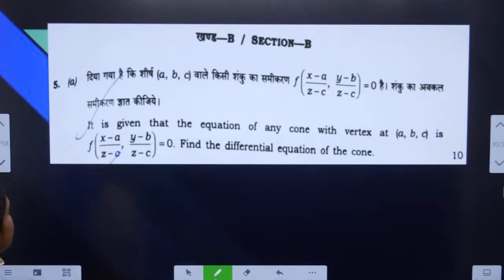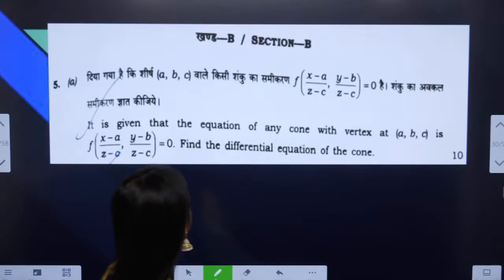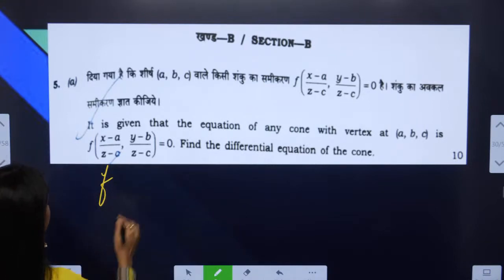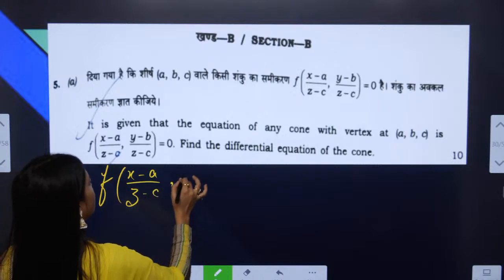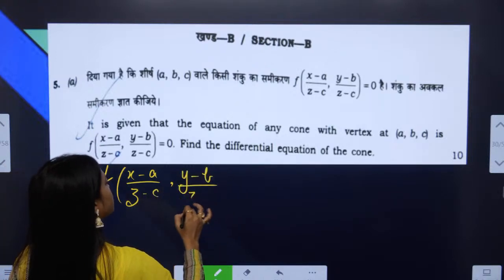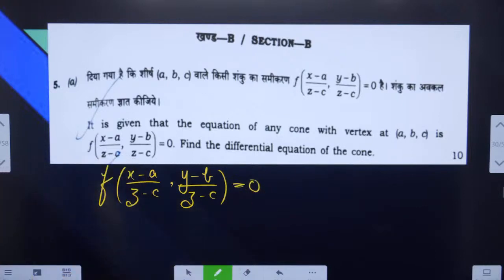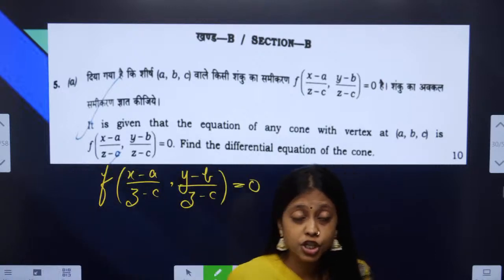Now, section B starts from here. It is given that the equation of any cone with the vertex at (a, b, c) is f of (x minus a) upon (z minus c), (y minus b) upon (z minus c) equals 0, right. This is your equation of cone. They are telling you to find the differential equation of the cone. What is the differential equation of the cone?